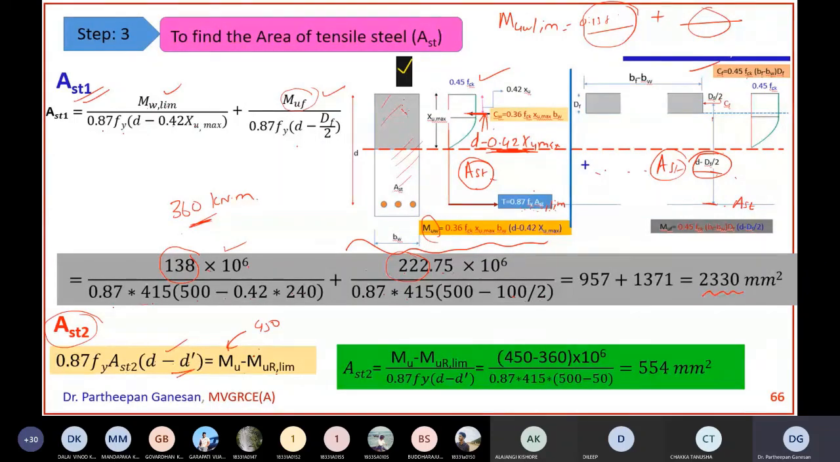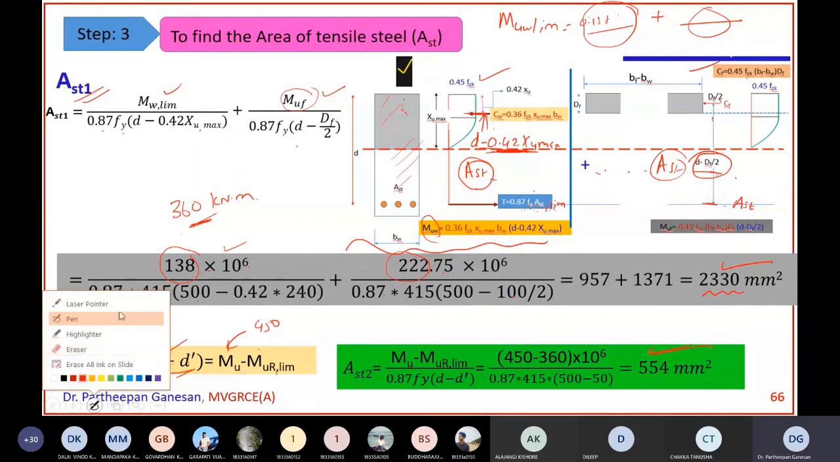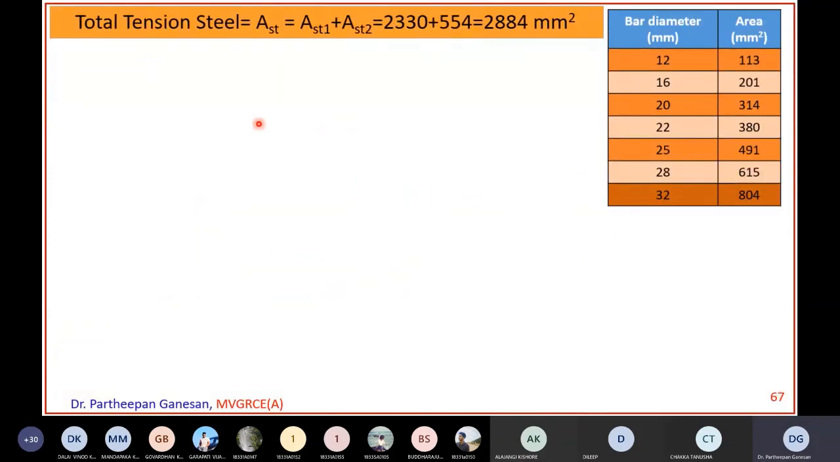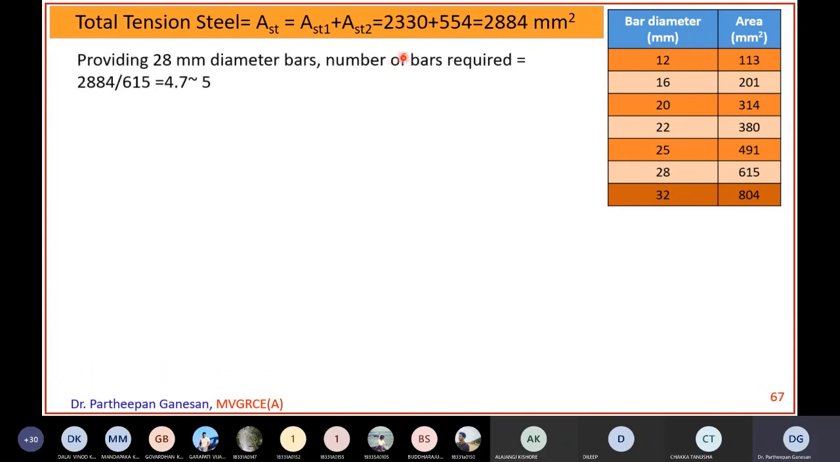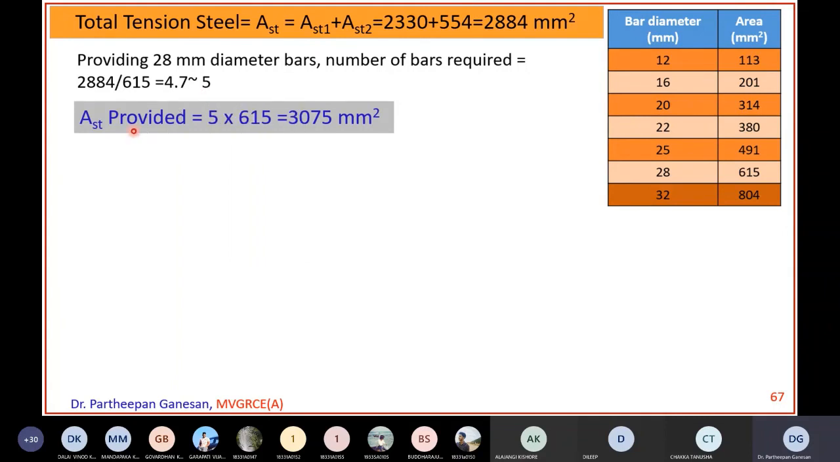This we discussed in the doubly reinforced beam. So Ast2 is 554 millimeter square. Now if you add Ast1 and Ast2, you get total tension steel Ast equal to Ast1 plus Ast2, 2330 plus 554, which is 2884 millimeter square. If you are providing 28 mm diameter bars, 2884 divided by 615 is coming out to be 4.7. So you have to provide 5 numbers of 28 mm diameter. Providing 5 into 615, you are providing 3075. So this is the tensile steel.